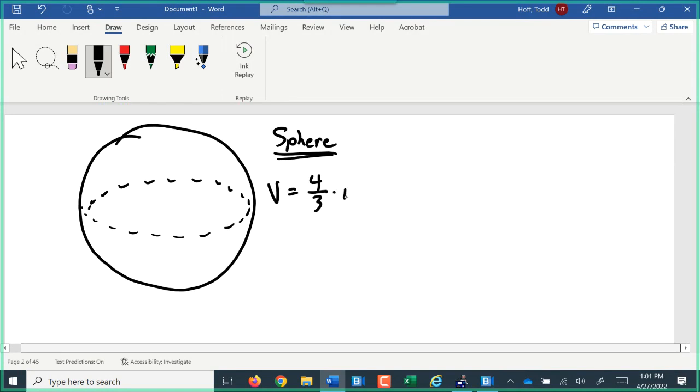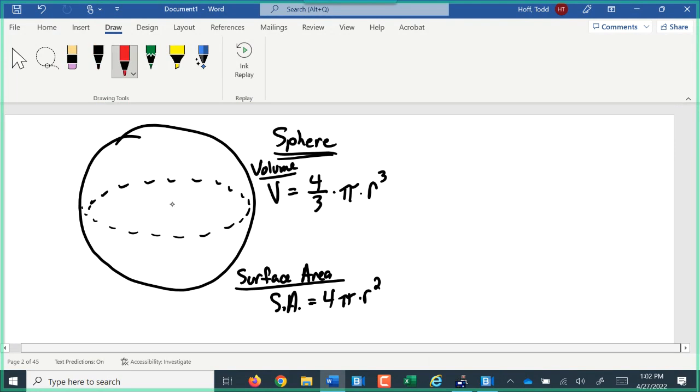The volume of a sphere is 4/3 times pi times the radius cubed. Surface area of the sphere is just 4 times pi times the radius squared. Now the radius cubed makes sense, a volume is a length cubed. The radius squared makes sense, an area is a length squared. The 4/3 and the 4, those are the numbers that come from working with calculus, which you're just going to have to accept.